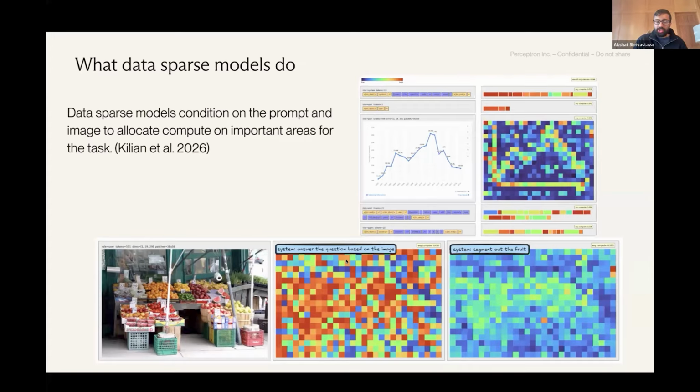You can see that this changes based on the condition of your question too. For example, with a fruit stand, you might see something very generic, like answer my next question based on the image, in which case the model focuses across everything, more distributed across the full image. Whereas if you say segment out the fruit, you can see that the model starts to focus its compute on where the fruit is in the image. So again, these are the primitives, the sparsity, that you need for multimodal models.